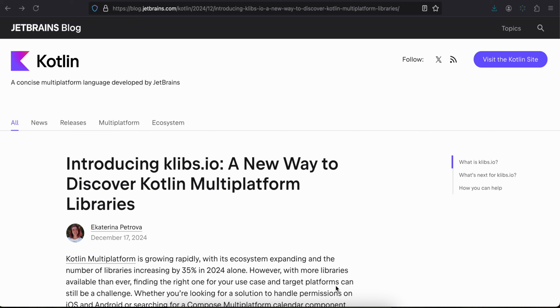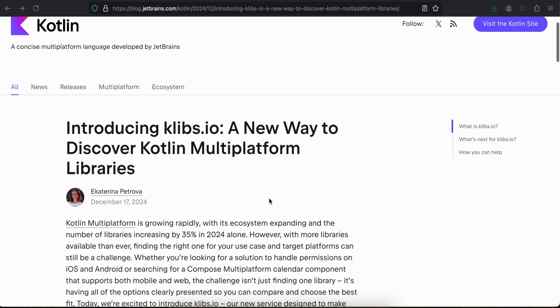So I will go through this blog post which is from JetBrains, and they have launched a new website called klibs.io. It is a new way to discover Kotlin Multiplatform libraries. If you already know, React Native has the same thing called React Native Directory, and I think Flutter also has the same thing called pub.dev.